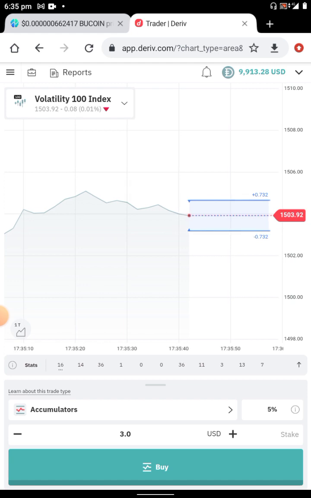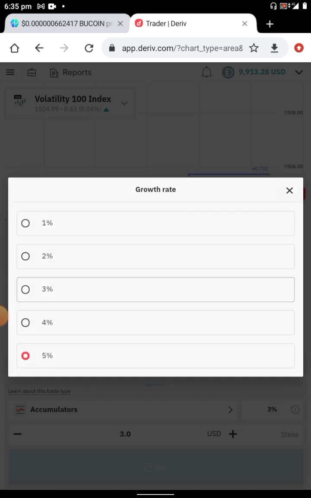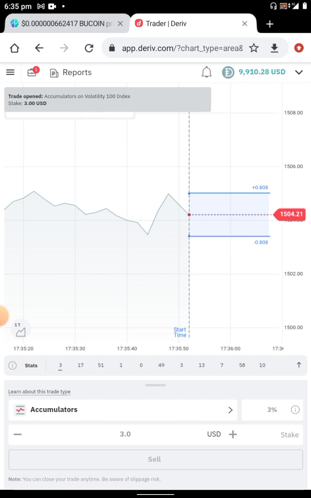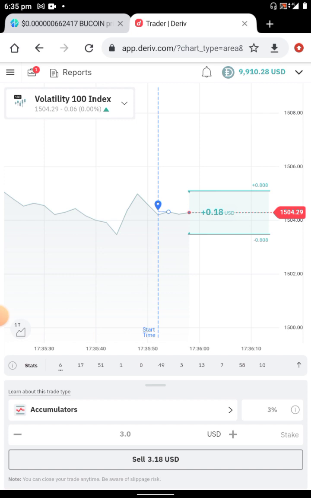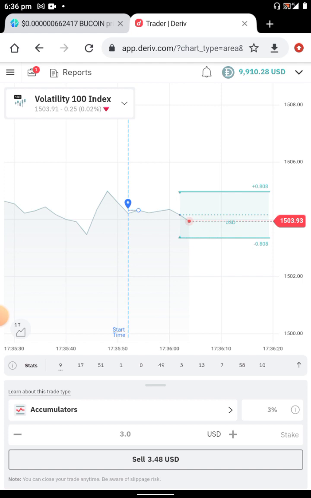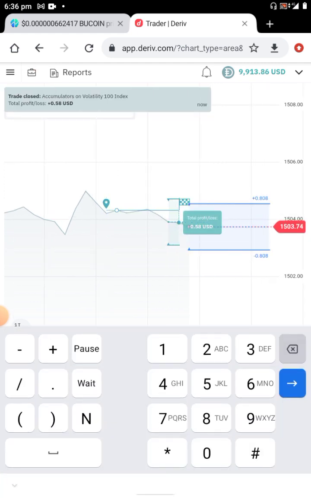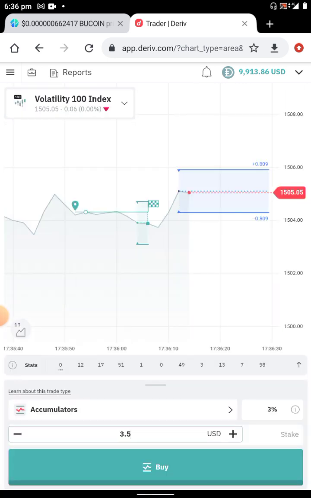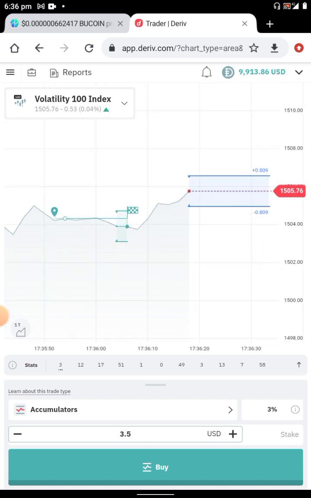5%. Go. That is a breakout. So we go back to 3%. So we want to see how far we can go with this strategy. Good. So that is another. You see that all the profits we are making are more than 50 cents, sometimes 58 cents. But I'm compounding only the 50 cents.